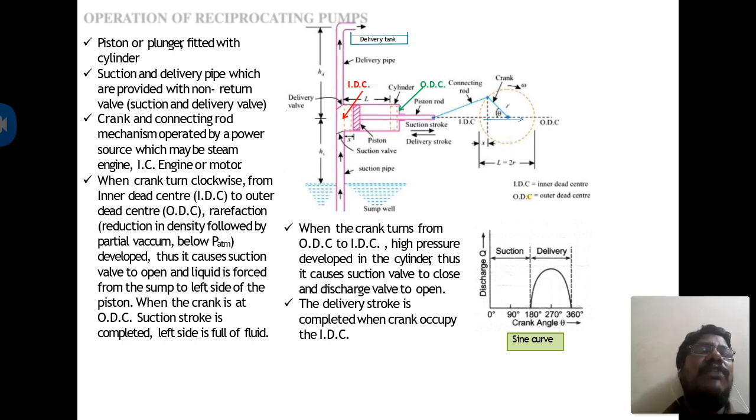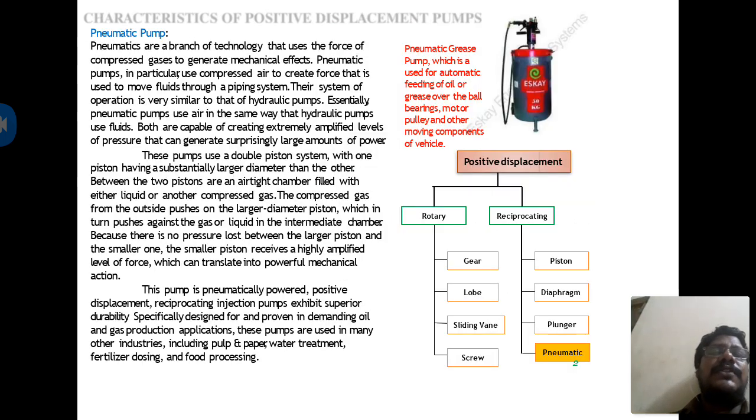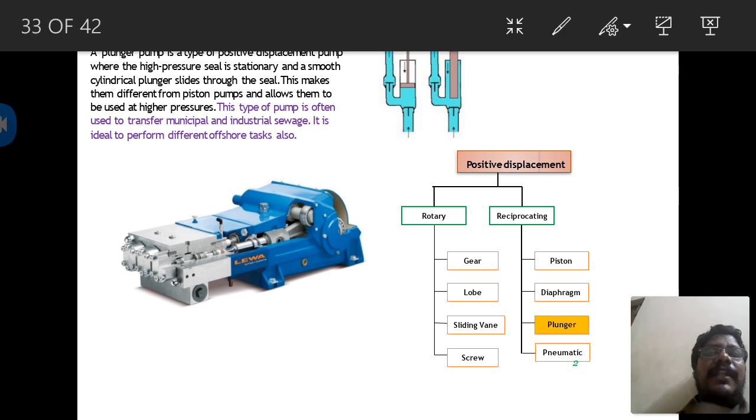Both the suction valve and the delivery valve, located in the suction pipe and delivery pipe respectively, allow the fluid to flow in only one direction and do not allow reverse flow. Since this entire functioning happens based upon the reciprocating motion of the piston, this pump is called a reciprocating pump.